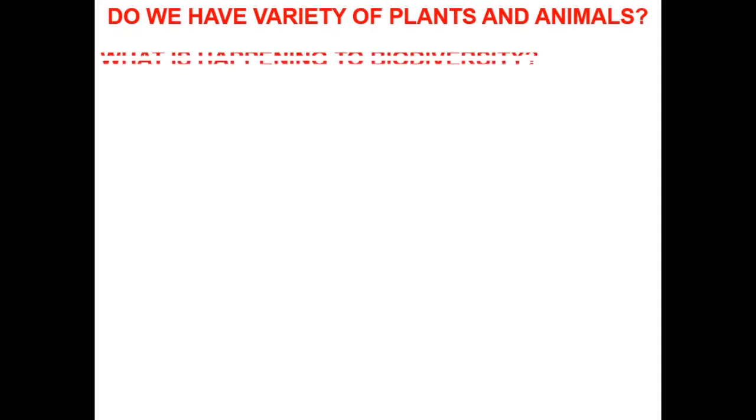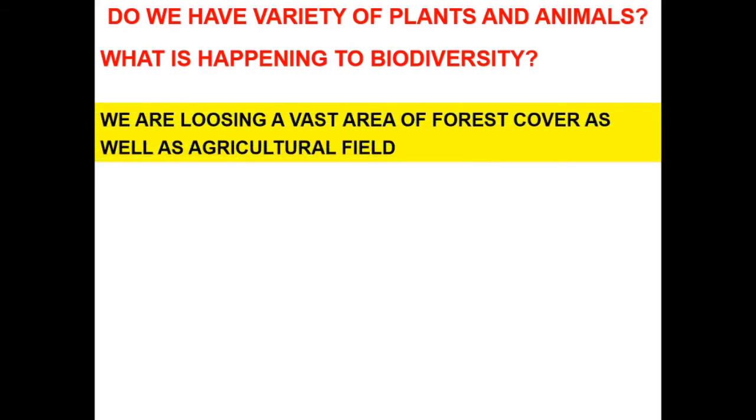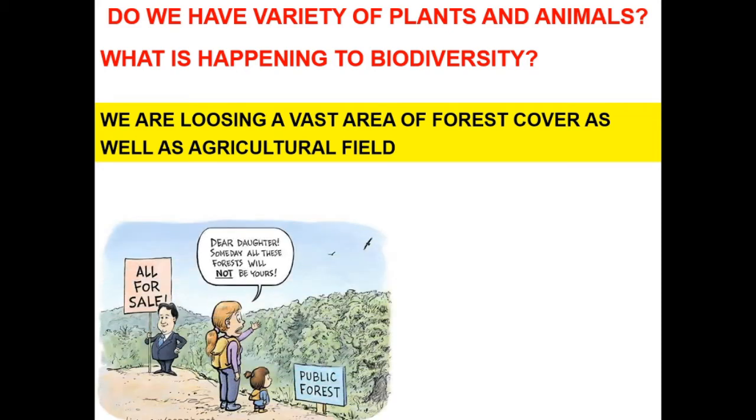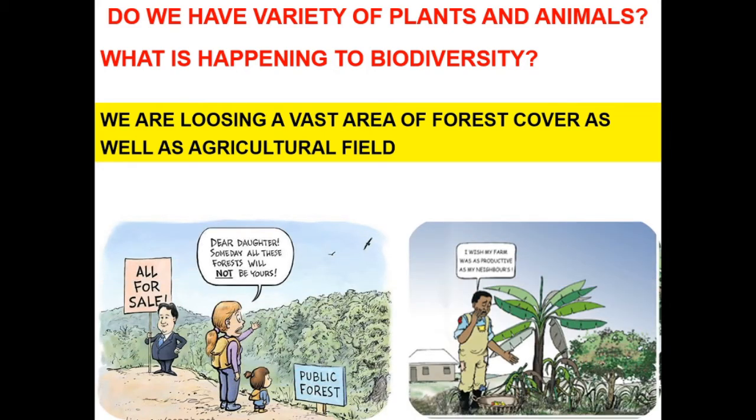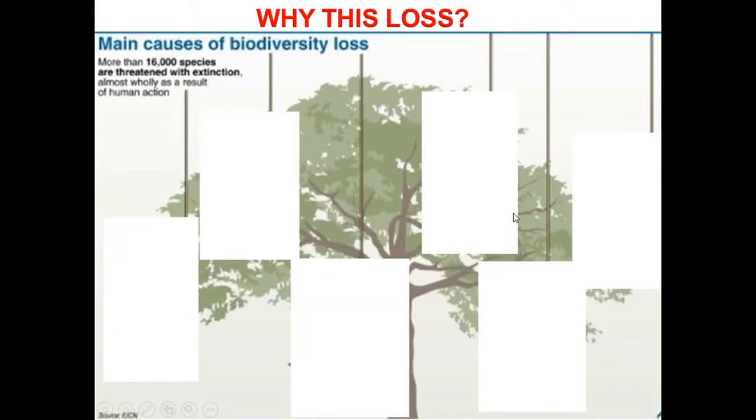And do we have a variety of plants and animals? And what is happening to biodiversity? As we all know, today we are losing a vast area of forest cover as well as agricultural field. Every day we are losing a vast area of forest cover as well as agricultural field. This is what is happening to our biodiversity. Now let's see why this loss is happening.